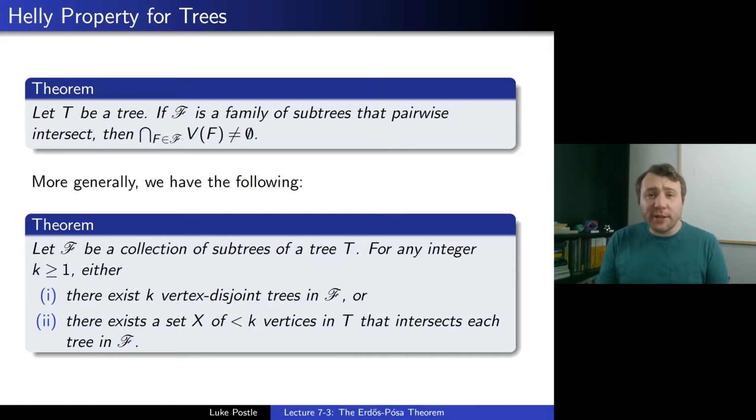And why is this a generalization? Because if you set k to be 2, then either you could find 2 vertex-disjoint trees, which won't happen if we're assuming they all pairwise intersect, or there'd be one vertex that intersects all of the trees. So clearly this is a generalization. Now, why am I bringing this up? Well, because this is in the spirit of finding this duality: either finding many disjoint copies or finding a small hitting set or cover.